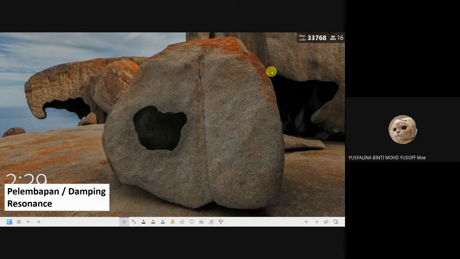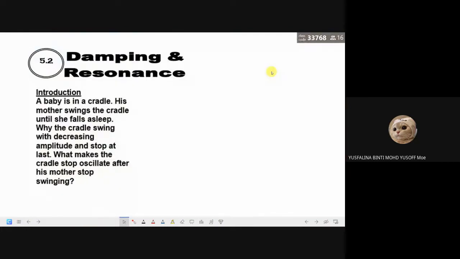Damping and resonance. So a baby is in a cradle. His mother swings the cradle until he falls asleep. While the cradle swings, the amplitude decreases and it stops at last. So what makes the cradle stop oscillating after his mother stops swinging? After you learn about damping, you'll be able to answer this question. Why is the amplitude of the cradle decreasing, and why, after some time, will it stop?